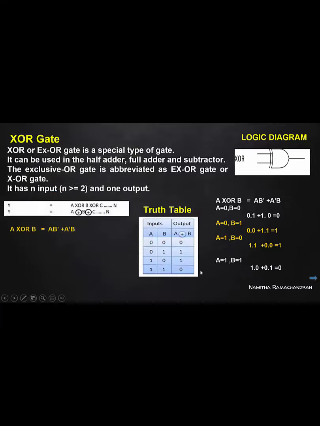So from this it is clear that if either A or B is equal to 1, then only XOR generates an output equal to 1. In the other two cases, that is if both A and B are equal to 0 or both A and B are equal to 1, in these two cases XOR generates 0 as the output.